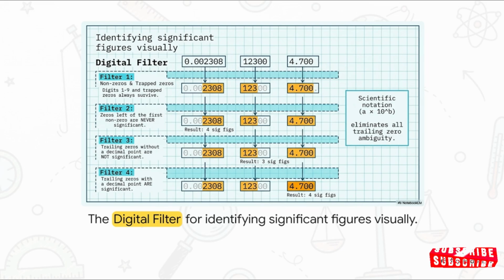We handle these numbers almost like we're running them through a digital filter. Digits 1 through 9, they always survive the filter. Zeros trapped between numbers, they survive too. But trailing zeros, they only survive the filter if there's a decimal point there to prove that those zeros were measured on purpose. This filter actually cements the grammatical rules of precision, so scientists all over the world are reading numbers the exact same way.